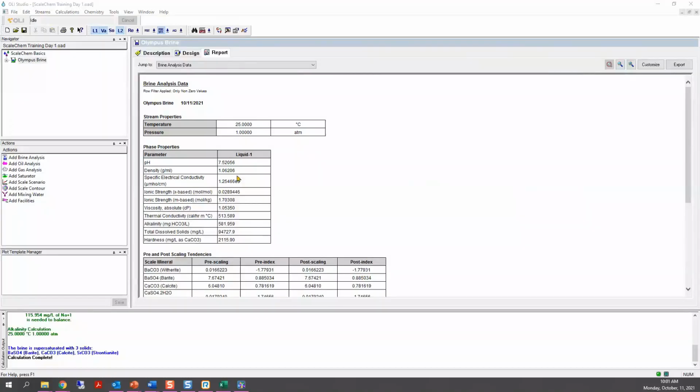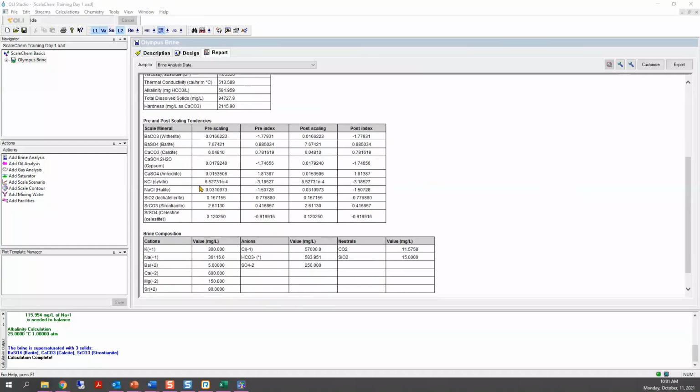So in this report, after we have run all the reconciliation and we selected all the options and we made sure that our analysis looks okay, then we can come here and now we can start learning more about this water, okay? And I was saying that one of our favorite tables today and the next class will be the pre and post scaling tendencies. And I will spend a little bit of time explaining this. What do we mean by pre and post scaling tendencies in the software?